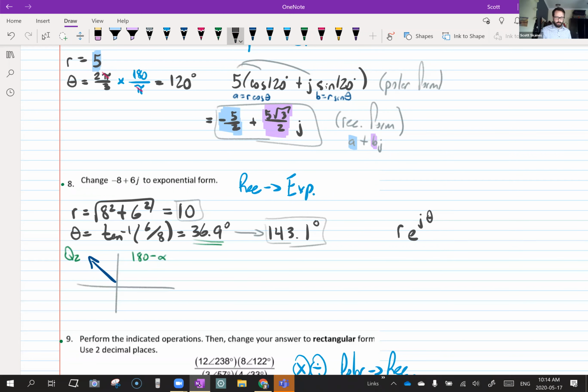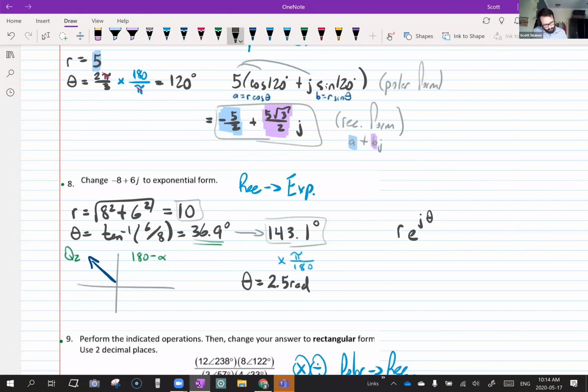So I need theta in radians. So we'll multiply that by pi over 180. And I'll get my true theta, or my exponential theta, or whatever you want to call it, theta in radians, which is, let's see, 2.5, I think. 143.1 times pi over 180.